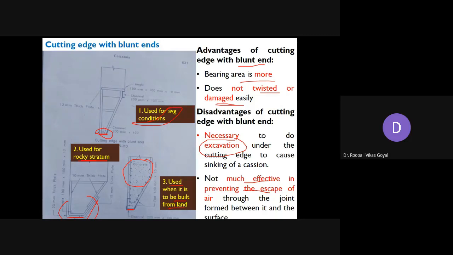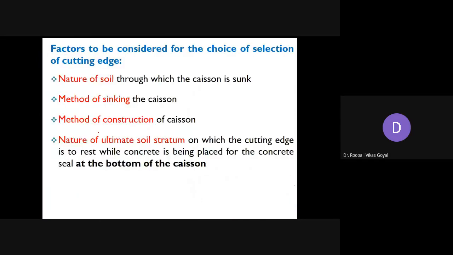Many times in exams these cutting edges are asked, so in that case you have to explain each and everything. Okay. Now what are the factors that you have to consider before choosing any type of cutting edge? So these are the factors to be considered. Definitely the nature of soil, कौन सी soil है, that is very essential. Soft soil, hard soil, boulders ज़्यादा है, किस type का arrangement है. So that nature of soil through which the caisson is to be sunk, you have to see.